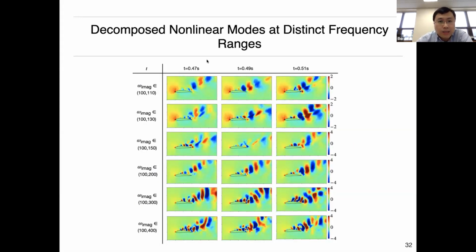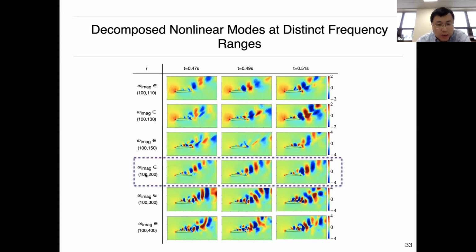I have examined the influence of the frequency ranges used for the reconstruction of the nonlinear modes. As seen, when the frequency is in the interval of 100 to 200 Hz, the nonlinear modes can be well recovered, while for the others, you can see the nonlinear modes will be exaggerated as time elapses.